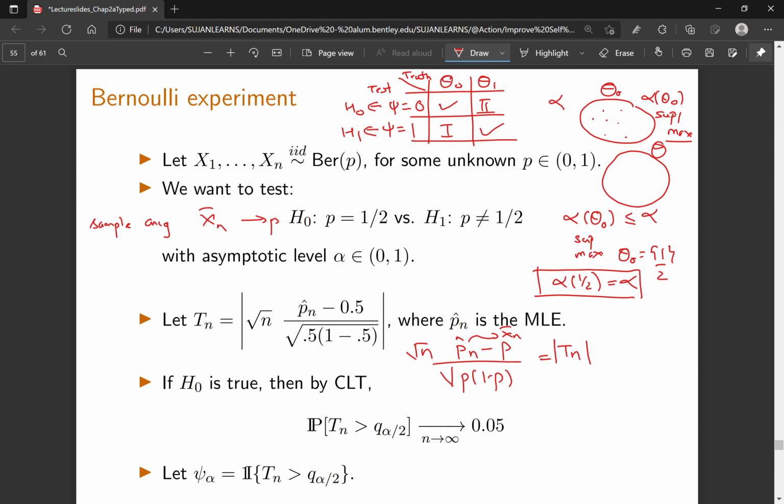And we are putting absolute value here because it is two-sided hypothesis or two-sided experiment. That's why we are putting absolute here. Besides that fact, when n goes to infinity, then it converges to standard normal.